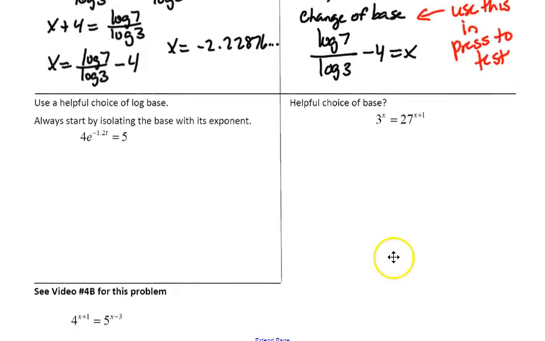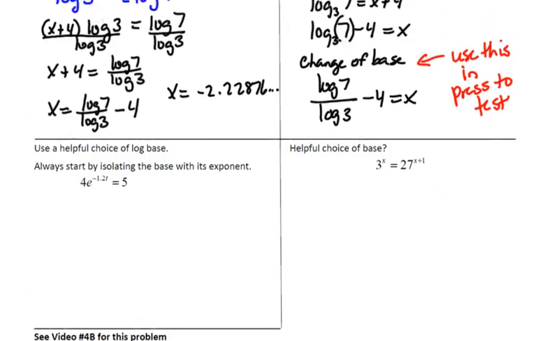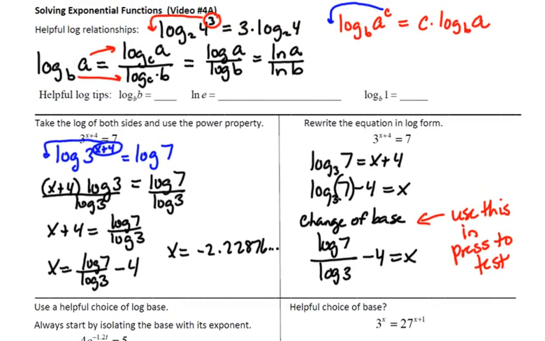Okay, another strategy is to use a helpful choice of log base. When we are in base e, you're going to want to use natural log. Let's go back up here and think about this. Remember that log base b of b is equal to 1, because b to the first equals b. That gives us a very helpful relationship with natural log, because when we see natural log, that's the same as log base e. So we're saying log base e of e, which is just equal to 1. So natural log of e equals 1.